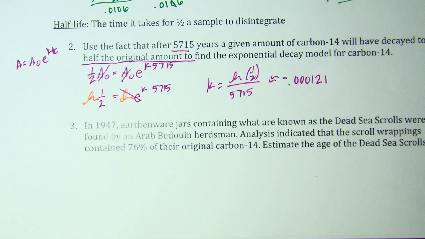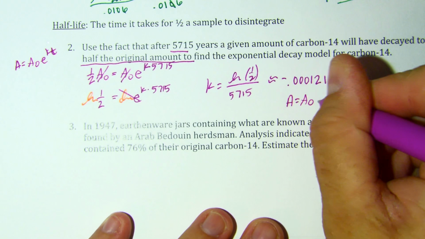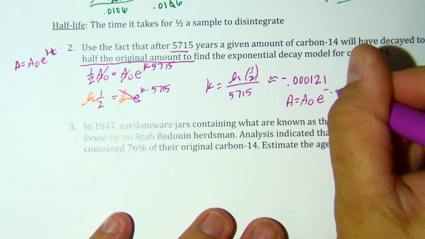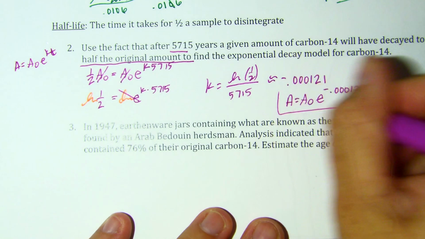Now the question said to find an exponential decay model. So we want to write an equation. That would be A is equal to A naught e to the negative 0.000121 t power.